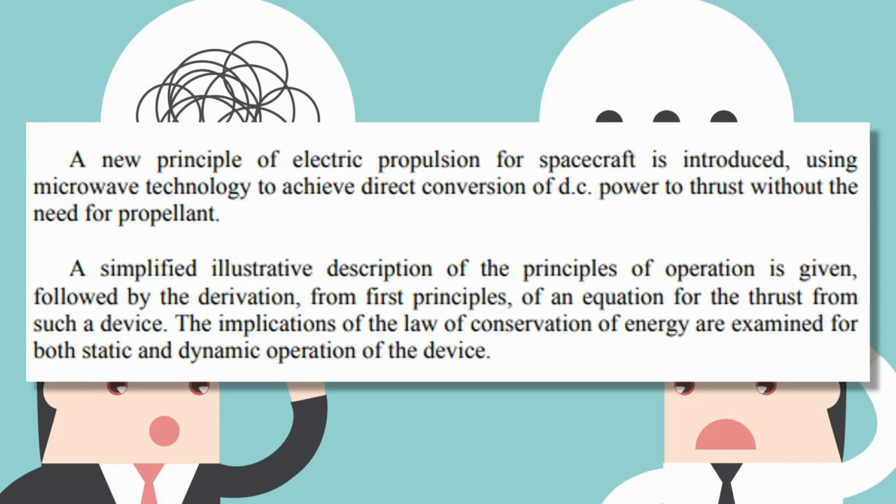I don't know much about that, but I know writing, and look at this opening sentence. "A new principle of electric propulsion for spacecraft is introduced using microwave technology to achieve direct conversion of DC power to thrust without the need for propellant." The next sentence doesn't get any better. "A simplified illustrative description of the principles of operation is given, followed by the derivation from its first principles of an equation for the thrust from such a device. The implication of the law of conservation of energy are examined for both static and dynamic operation of the device."